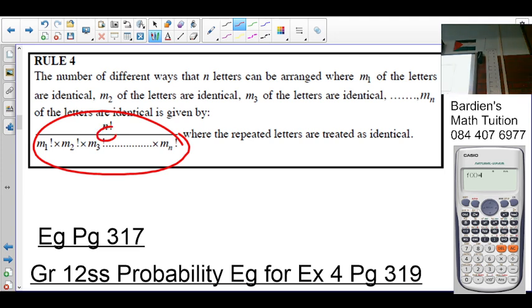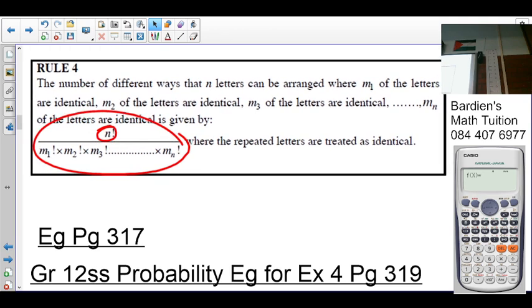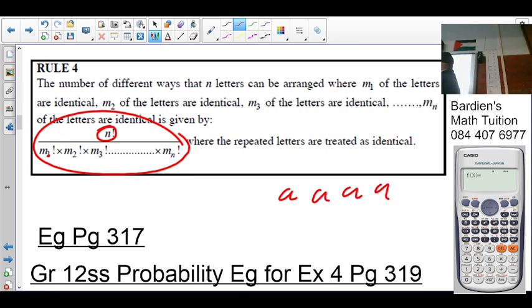N is the number of letters there are. Can you see that, people? N is the number of letters there are, whilst M denotes the repeated letters. So if A is repeated 4 times, then the first one is going to be 4 factorial. And if E is repeated 3 times, then I'll multiply that by 3 factorial in the denominator. And if I is repeated 5 times, then M3 will be 5 factorial, and so on. You guys understand?